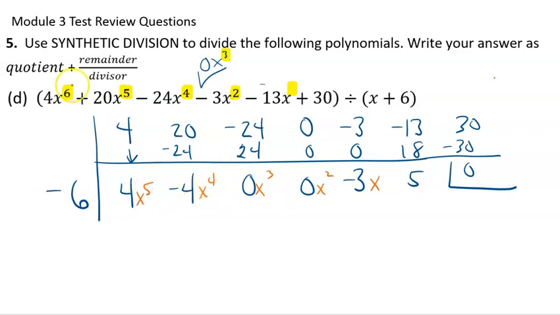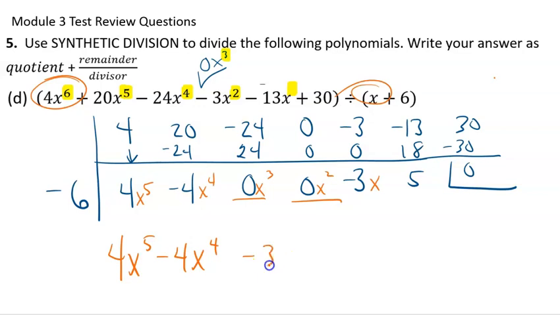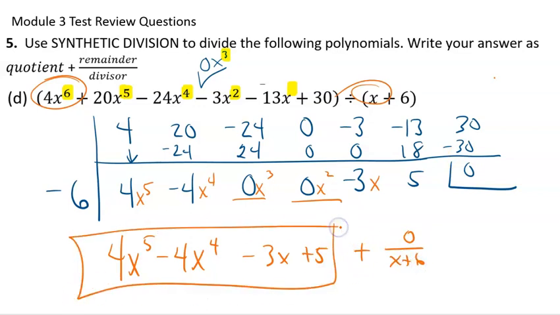Another thing I want to point out, if you take an x to the sixth and you divide it by an x to the first, that's going to knock that down 1 to x to the fifth. Okay? Final answer, 4x to the fifth minus 4x to the fourth. Do you have to write these guys? You don't, because they're just 0. Minus 3x plus 5, same thing as the remainder. That's 0 over x plus 6, but we don't have to write it because it is 0. So there's your final answer there.